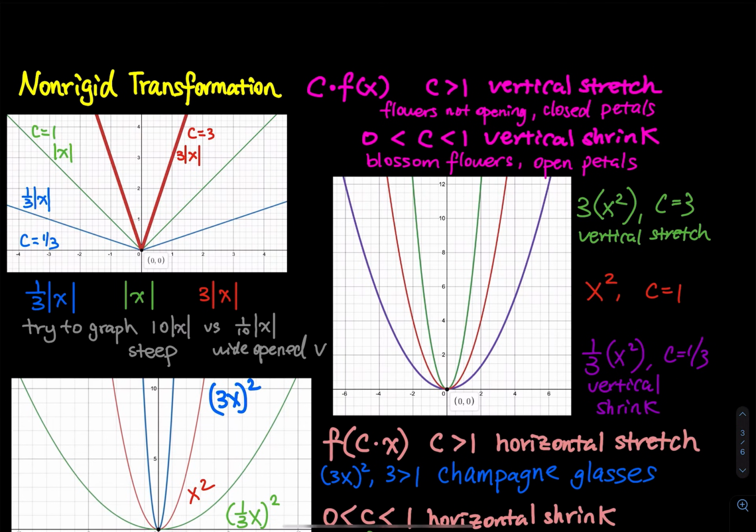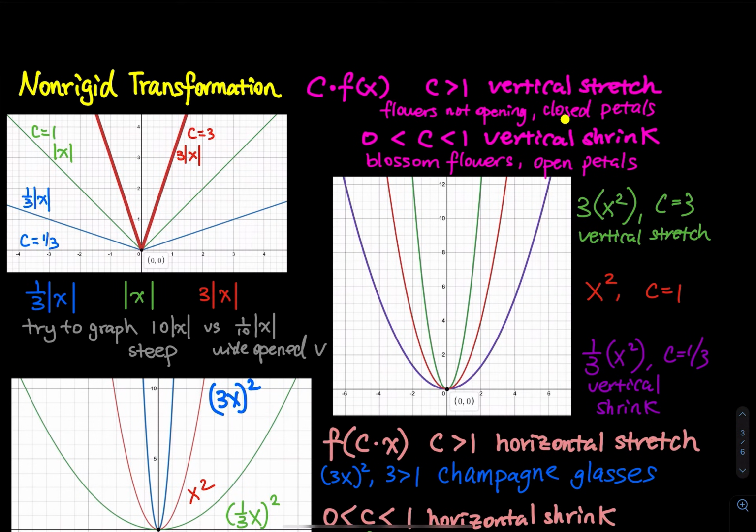So let's take a look at what I wrote on top. So you have c times f of x. That means you have a function, whatever that is, the parent function, and you multiply by a quantity. If that quantity is greater than 1, just like the 3 times absolute value of x and the 3 times x squared, that creates a vertical stretch. Just say vertical stretch. Another way to describe that is like the flower is not opening. You can think about the flower is not opening, the petals are closed.